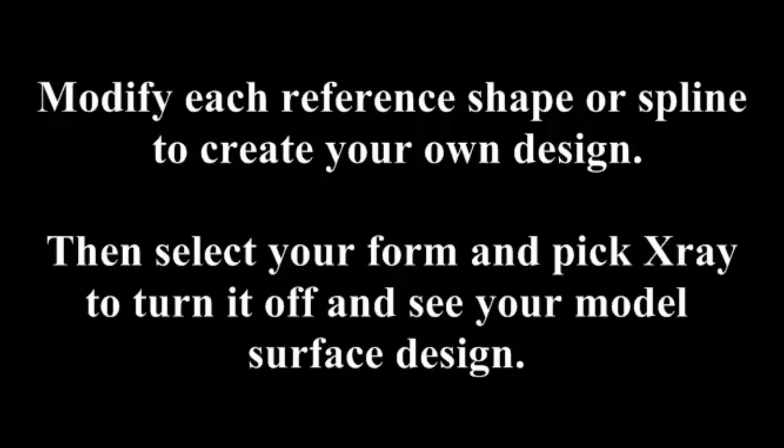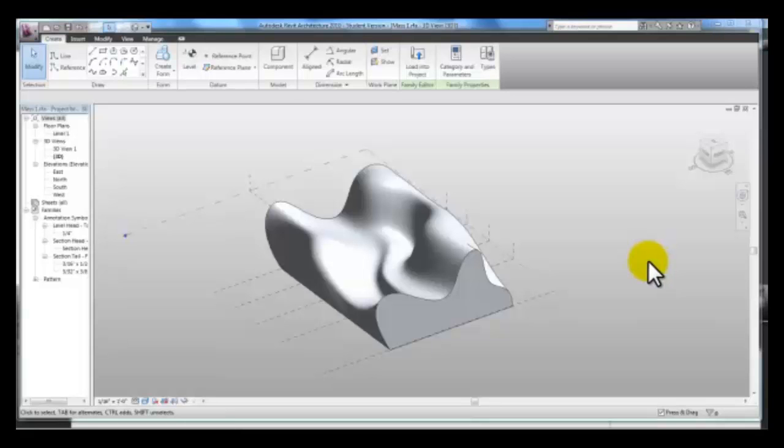Modify each reference shape or spline to create your own design. Then select your form and pick X-ray to turn it off and see your model surface design.